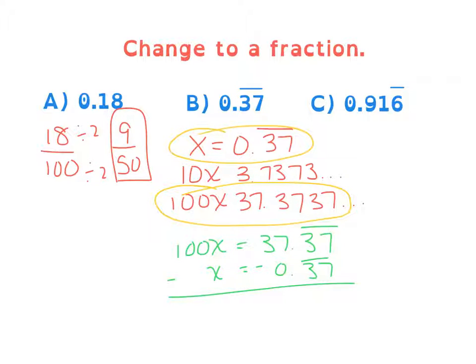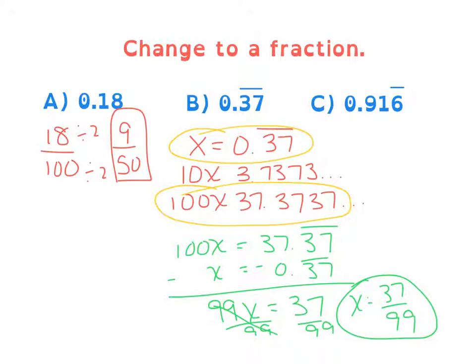100x minus x is just 99x. And 37.37 repeating minus 0.37 repeating. The 0.37's repeatings cancel out, so it's just 37. If we want to solve for x, we divide both sides by 99. These are just equal to 1, so x equals 37/99. If we could reduce it, we would, but it doesn't reduce, so we're done. All right, we're going to look at the third example on another slide.